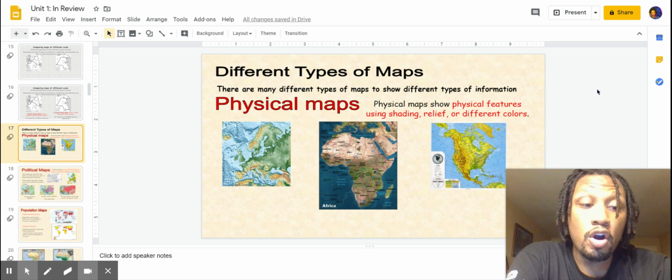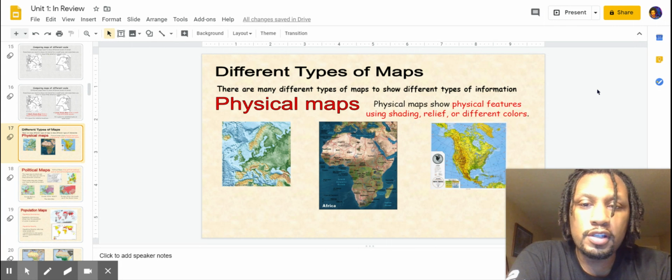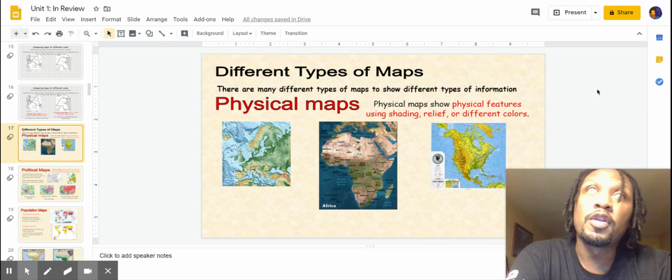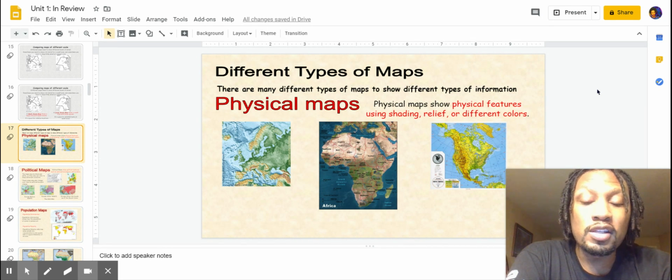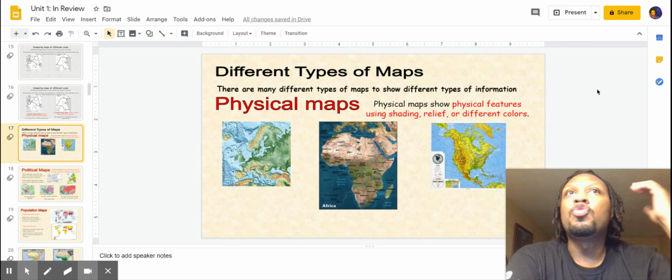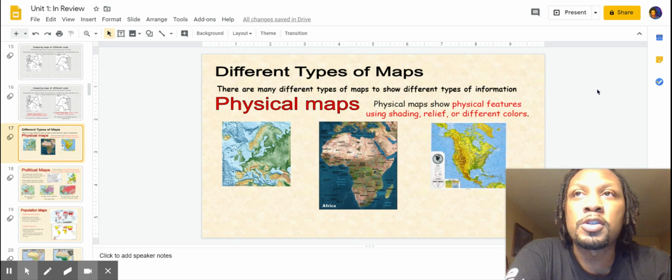All right. So there are different types of maps. We've gone over this before in the class. The very first type of map that I'm going to go over with you right now is physical maps. When you hear the term physical maps, what is really being talked about is the natural environment. So what is it that is found in the natural environment? And maps can be very helpful in helping us to determine those physical features in the natural environment.